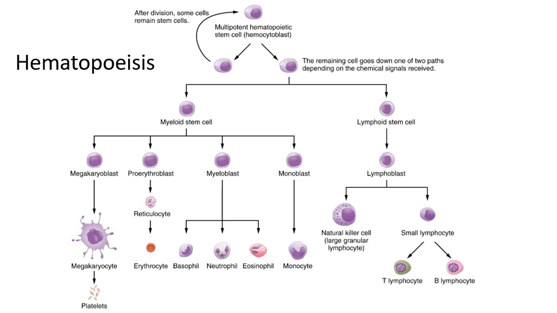The myeloid stem cell line will continue to diverge and differentiate, and that line will end up forming a whole bunch of different types of cells. So everything from your platelets to your red blood cells, and to many of your white blood cells, so basophils, neutrophils, eosinophils, and monocytes. Those are all cells that come from the myeloid line. The lymphoid stem cell line doesn't make quite as many cells, but it's capable of making your natural killer cells, as well as your two different types of lymphocytes, your T and B lymphocytes.